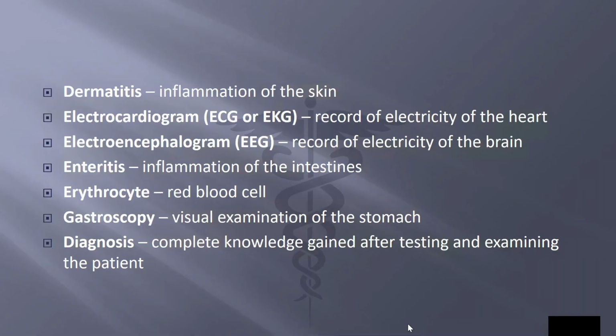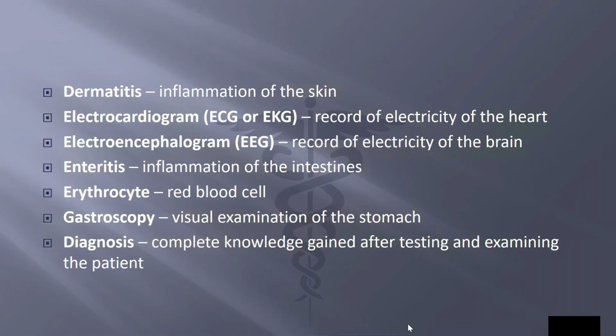Our next one, we have encephalo, which means brain. So our term, electroencephalogram, or EEG. An electroencephalogram is a record of the electricity of the brain. This record is helpful in determining whether a patient has a seizure disorder such as epilepsy.